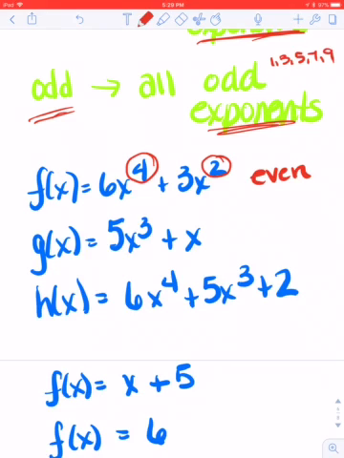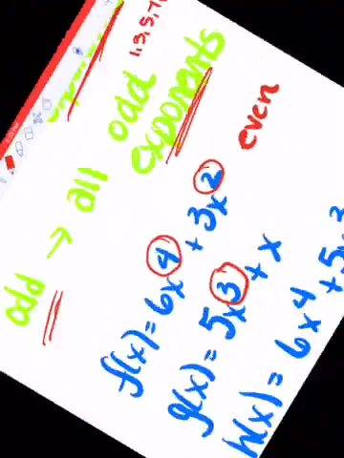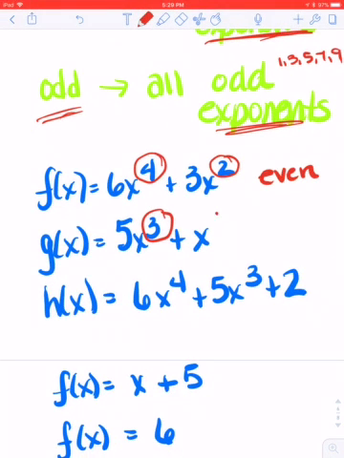Now on g of x, the next one, it has an exponent of 3. But there's an x value right here that doesn't have a number. So if there's an x and there's no exponent number written, then you're going to add a 1 there. Once I look at these two, I can tell they're both odd, so this is going to be an odd function.